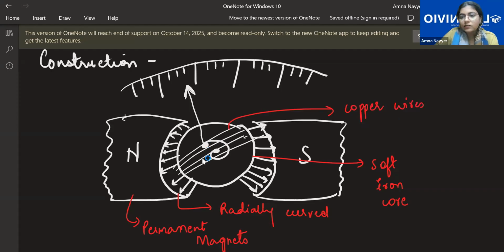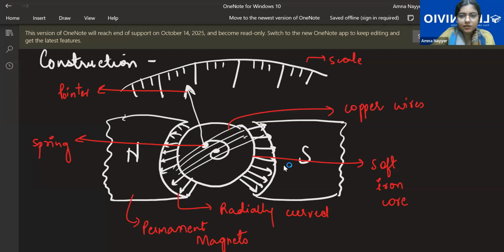Ma'am, why are they radially curved? To spread the magnetic field. And this is a spring that is put, and on this spring, a pointer is connected. This is the pointer that we see, and there's a scale. This scale is what is observable for us. This is inside. If I show you its real structure, wait.